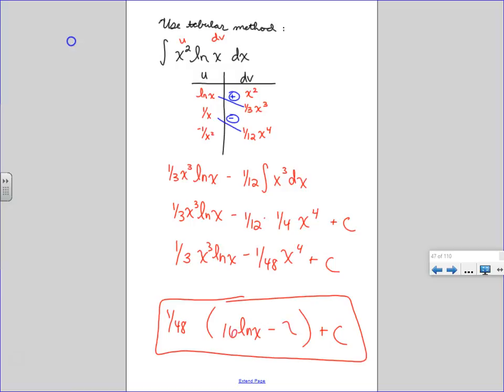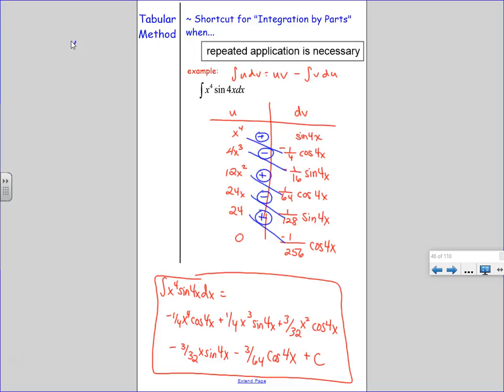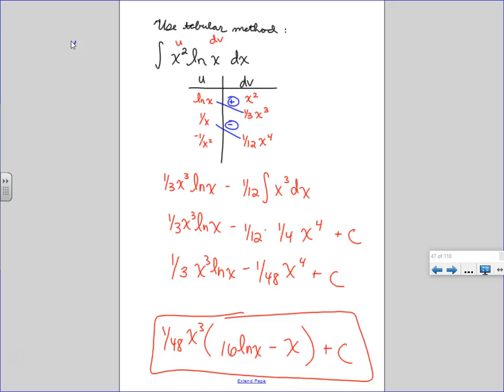So 16 is fine, and that would just be a single x. Good catch. So tabular method makes sense. I mean, this is the best application, I would say, right? We don't want to do repeated Lucky 7 over and over and over. That's super annoying, true? True.